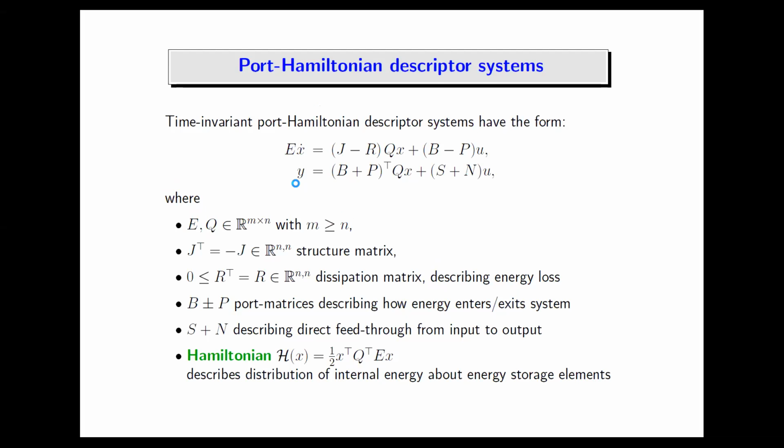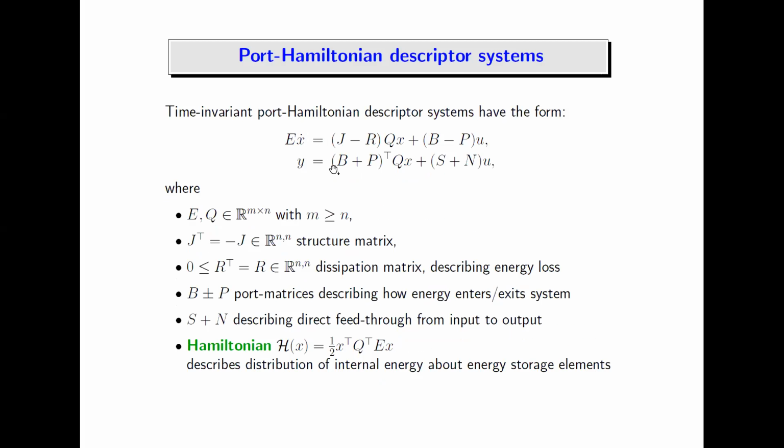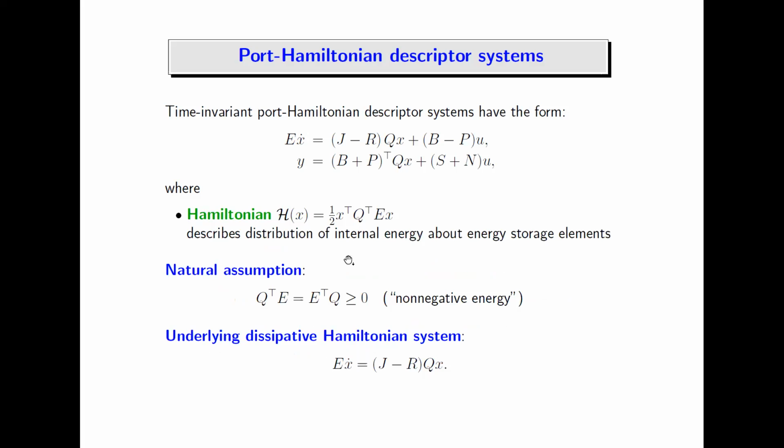So the port Hamiltonian descriptor system you can see here. Most important for us are the matrices E, Q, J, and R, which are then the underlying pencil we are interested in. And an important feature is that you look at the Hamiltonian, which is given like this and describes the distribution of internal energy about energy storage elements. And so therefore, it is natural to assume that this is non-negative, which corresponds to a non-negative energy.